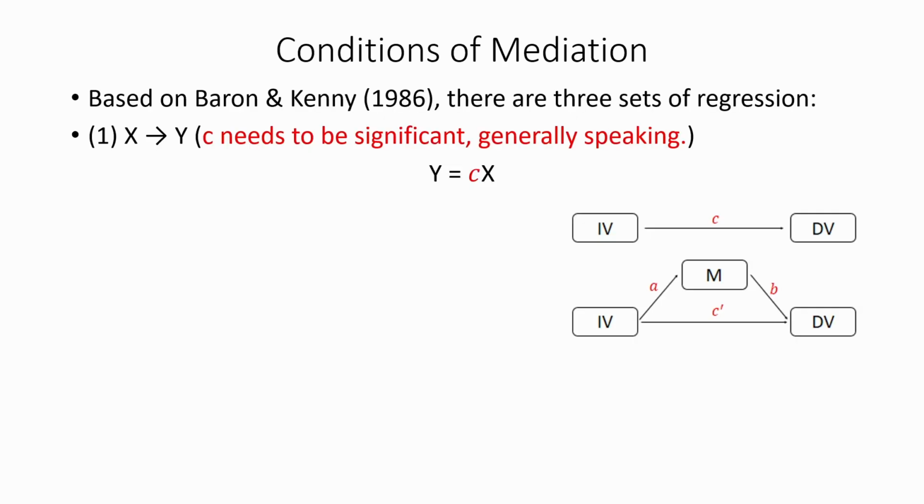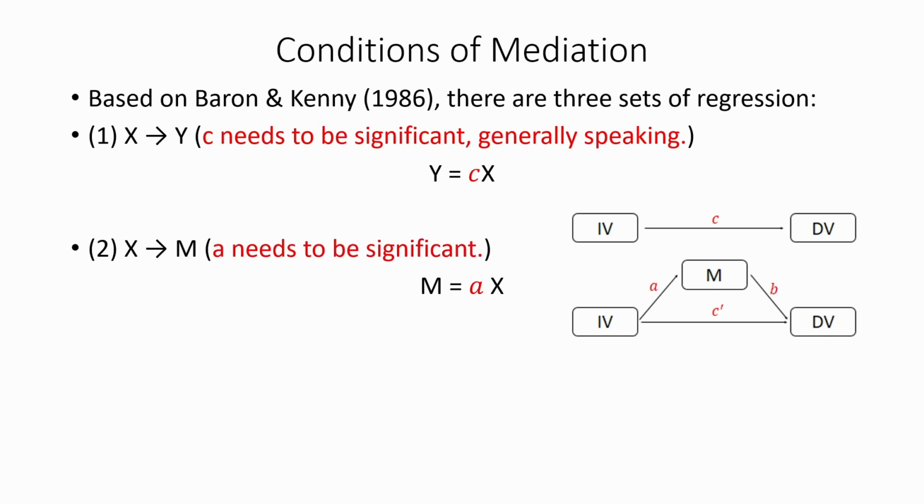In particular, based on Baron and Kenny, there are three sets of regression. The first is the X to Y, and the regression coefficient is C. In general, we expect C should be significant. If the C is not significant, you could still do mediation analysis, but you really need to have some good reasons. I will put some links down below about some articles discussing whether C should be significant or not. And I'm not going to explain the discussion on this topic because that's beyond the scope of this tutorial.